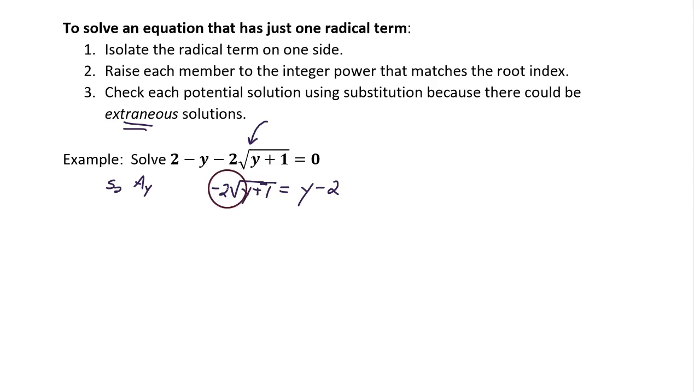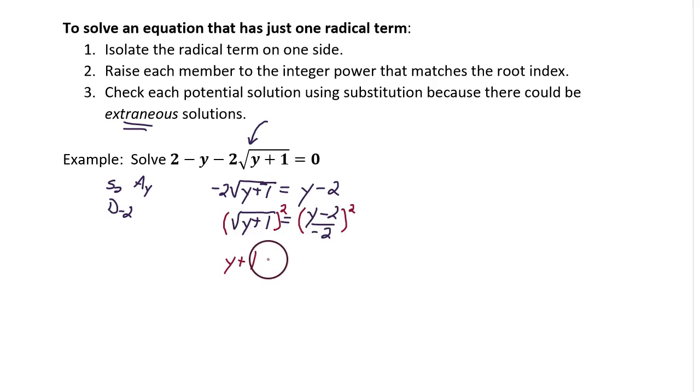Next step, let's remove the coefficient on our radical term. Divide by the negative 2. We have the square root of y plus 1 is equal to y minus 2 divided by negative 2. Now we're ready to get rid of the radical symbol. The index of a square root is a 2, so that's the power you raise to. Square that side and square this side. Now you just get the radicand, y plus 1, and that's equal to y minus 2 over negative 2 squared.